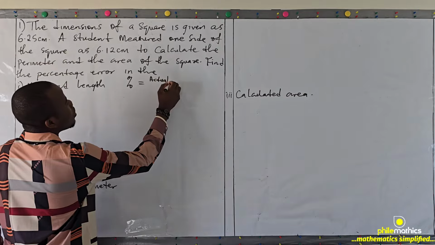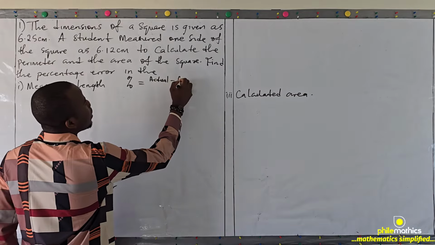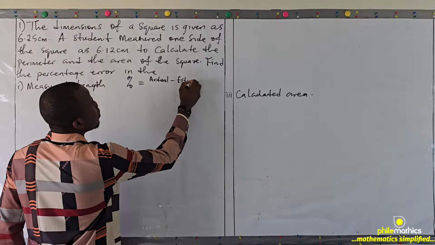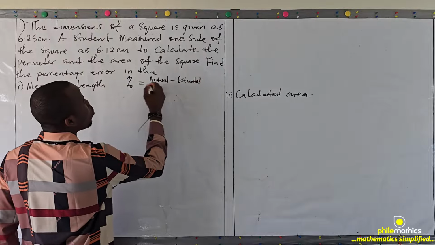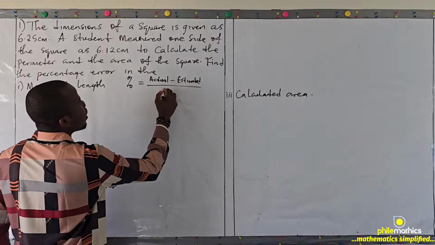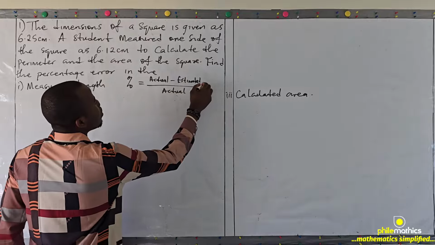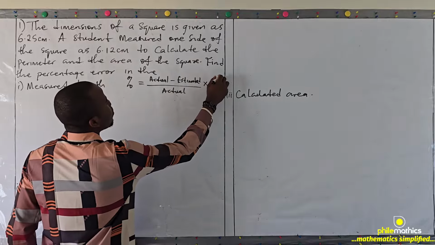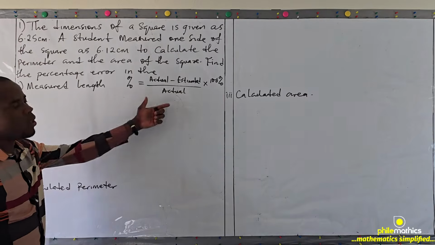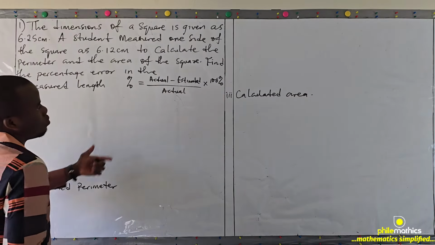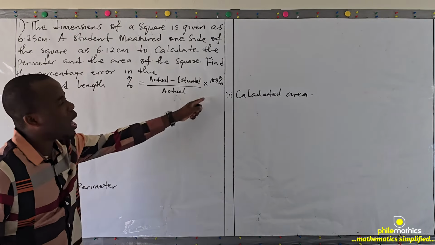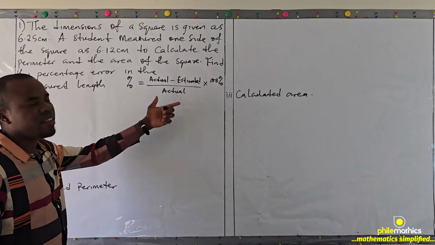actual minus estimated length or whatsoever over the actual times 100%. This is how we calculate percentage error. Sometimes some people can put absolute value here to avoid having negative.